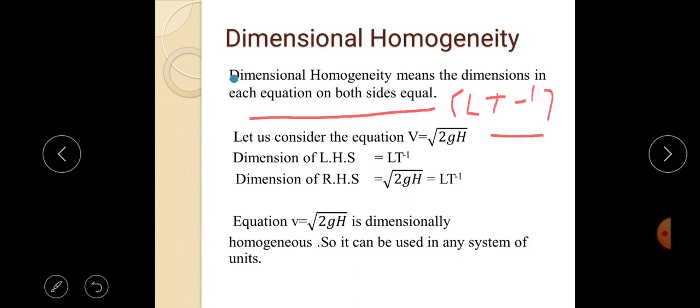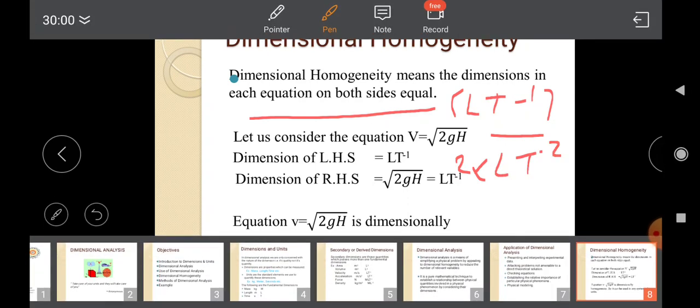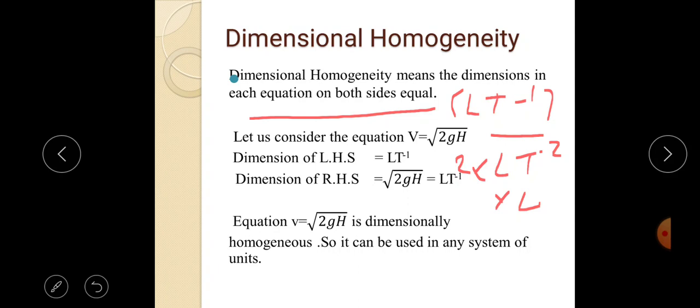Now on the right side, g is the acceleration, of course, so its dimension is LT^-2, into h, the height, so it is L. So it will be L^2 T^-2, and with the square root it becomes LT^-1. So we have seen that on the LHS there was velocity with dimension LT^-1, and on the right hand side we get LT^-1. That means the dimension of the LHS is equal to the dimension of the RHS.